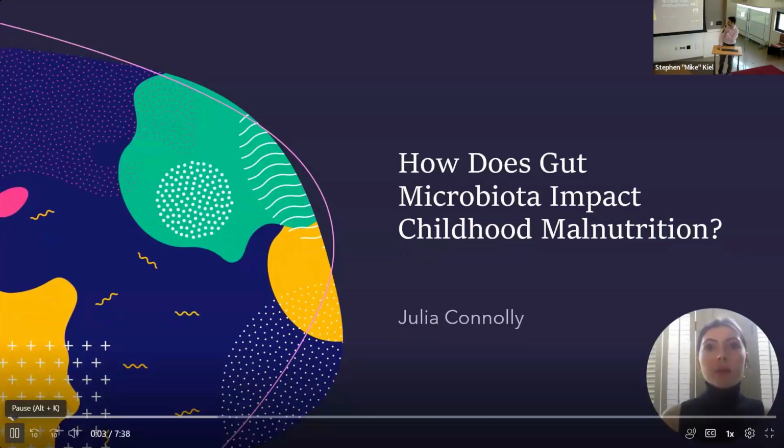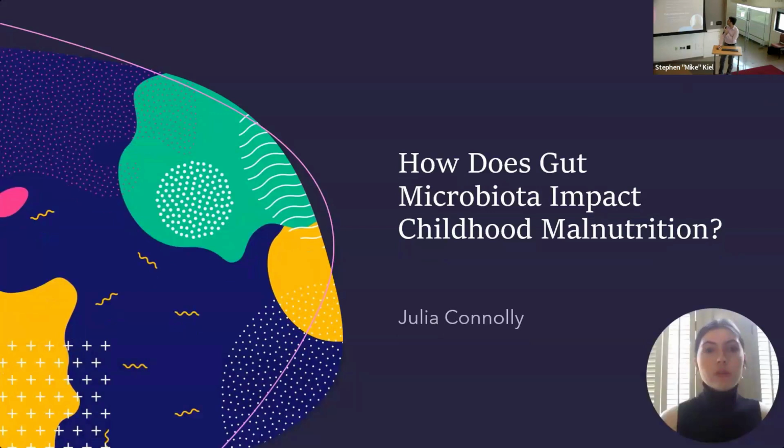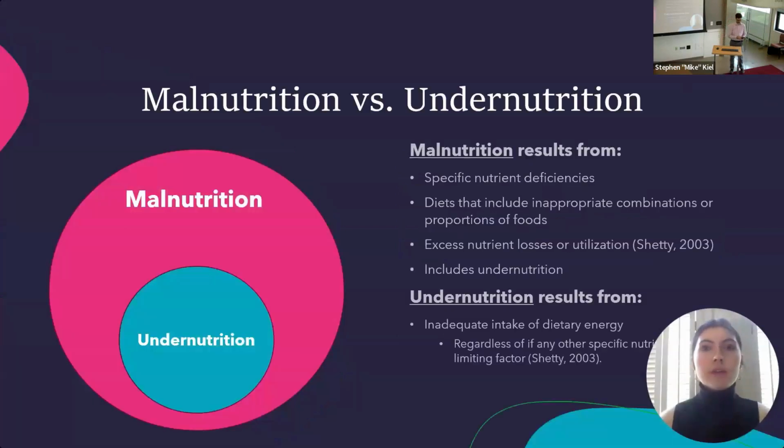I will be discussing how gut microbiota impacts childhood malnutrition, as evidence suggests that there is an association between the gastrointestinal microbiome and the risk of and resilience to malnutrition in one's early life. It is important to understand the differences between malnutrition and undernutrition. Malnutrition results from specific nutrient deficiencies or diets that include inappropriate combinations or proportions of food and excess nutrient losses or utilization.